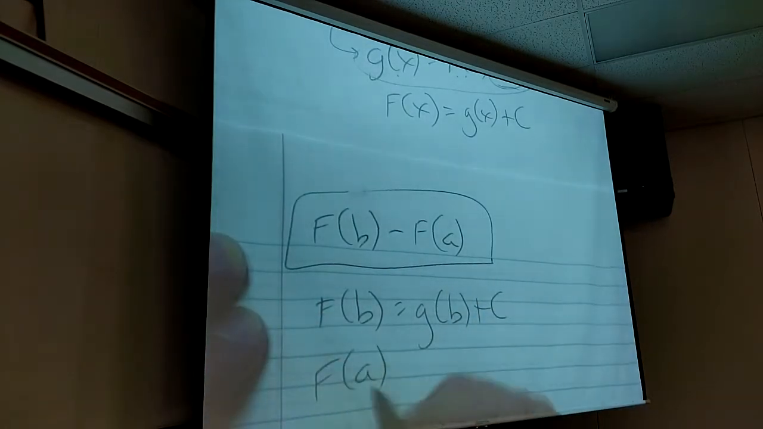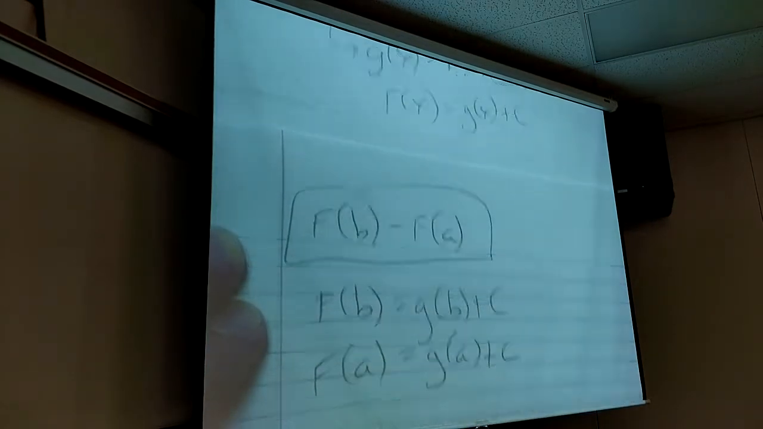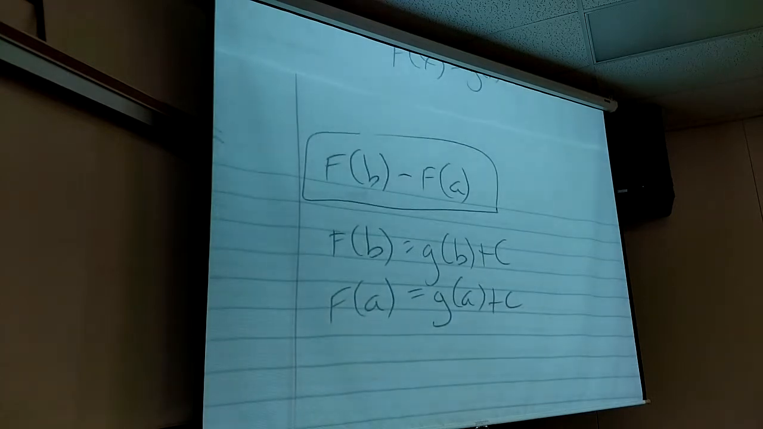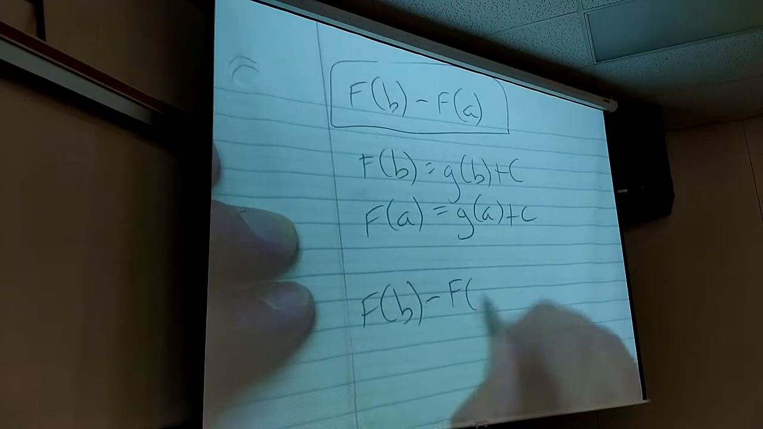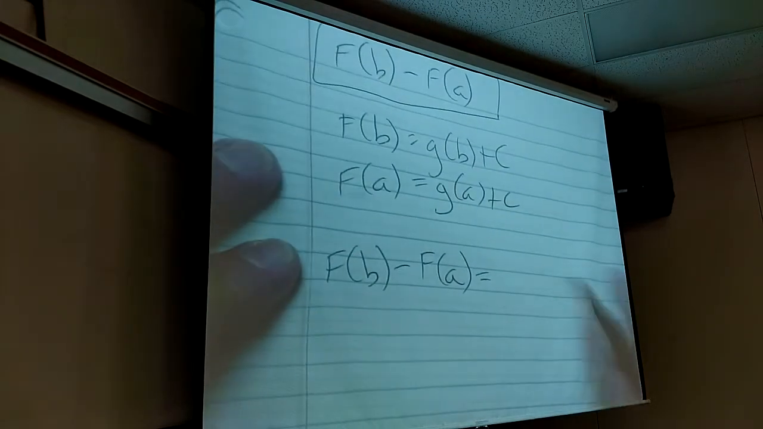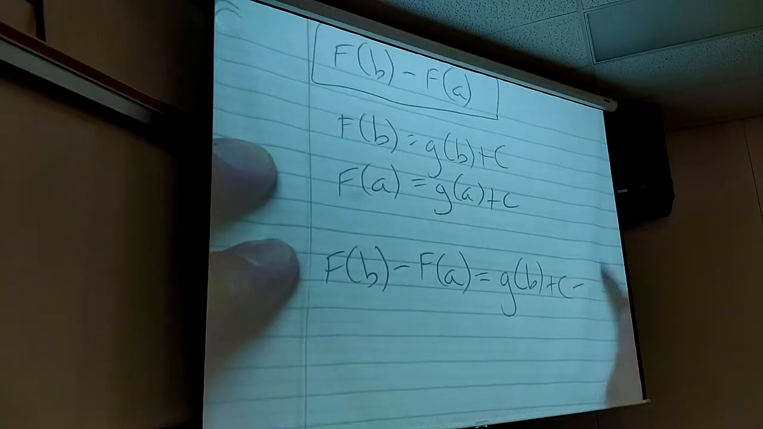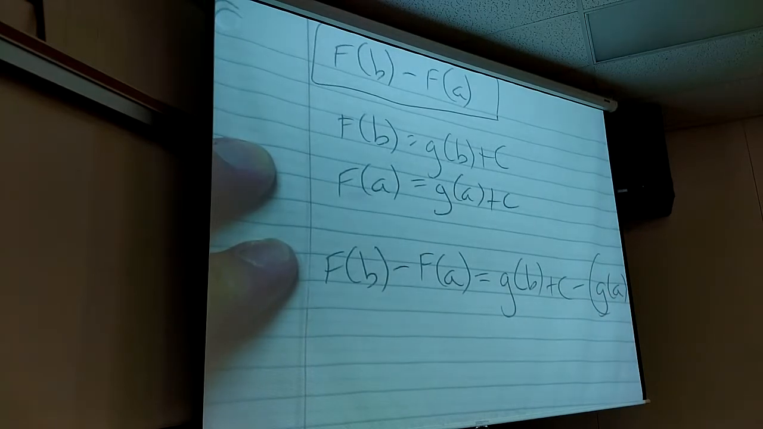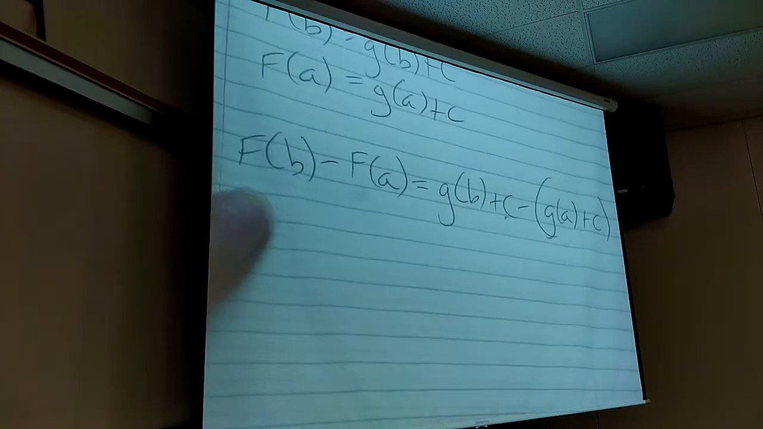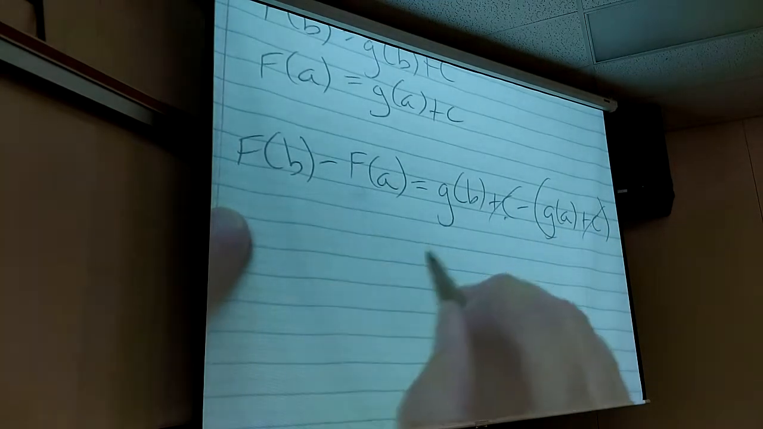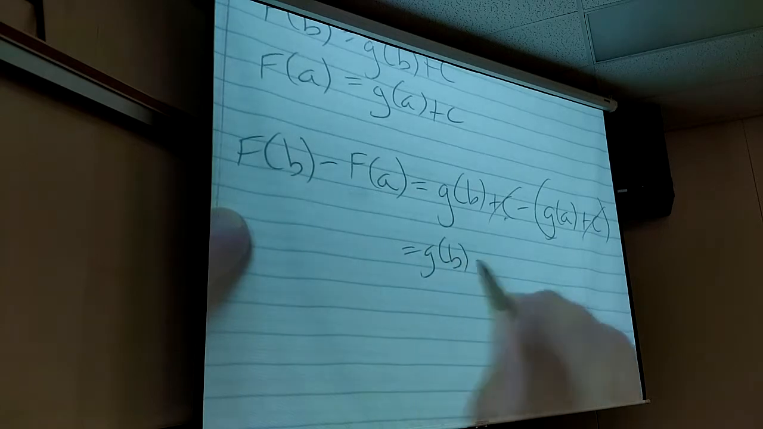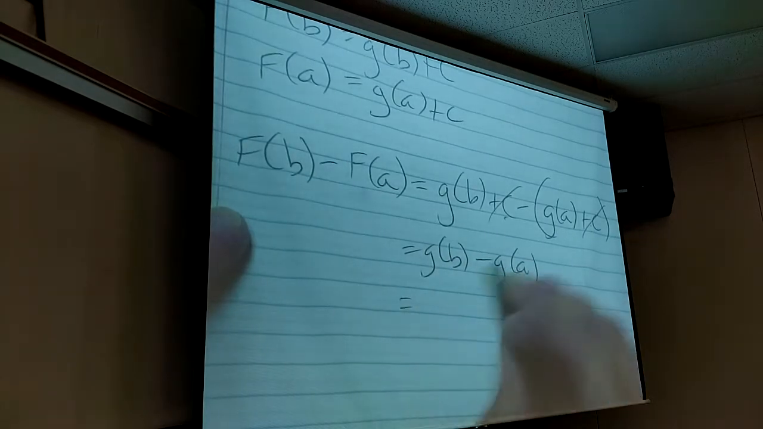What would f of a be? g of a plus c. That's what this leads to. So what is f of b minus f of a? It's going to be g of b plus c minus g of a plus c. What happens to the c's? They cancel. So I get f of b minus f of a equals g of b minus g of a. All right, that's neat. What was g of x, though?